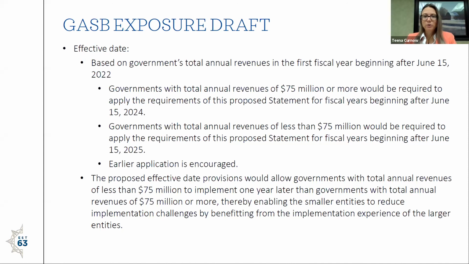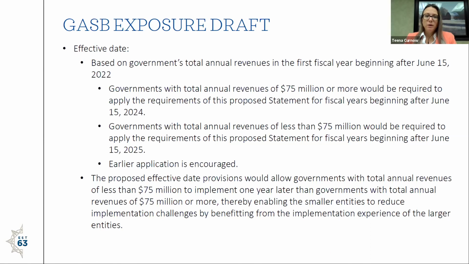So if you are a government with total annual revenues of $75 million or more, you would be required to apply the requirements of this standard for fiscal years beginning after June 15th, 2024. So you're looking at annual revenues for your June 30, 2023 or calendar year 2023 to determine your implementation date. And if you are greater than $75 million, then you would need to formally implement this standard in your June 30, 2025 or calendar year 2025 reporting period.